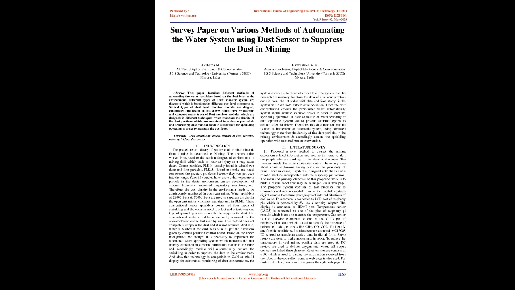Based on the above background, we thought it is necessary to implement an automated water sprinkling system, which measures the dust density contained in airborne particulate matter in the mine, and accordingly the module will automatically actuate the sprinkling in order to suppress the dust in the environment. And also, this technology is compatible with CAN or in-built display for continuous monitoring of dust concentration.